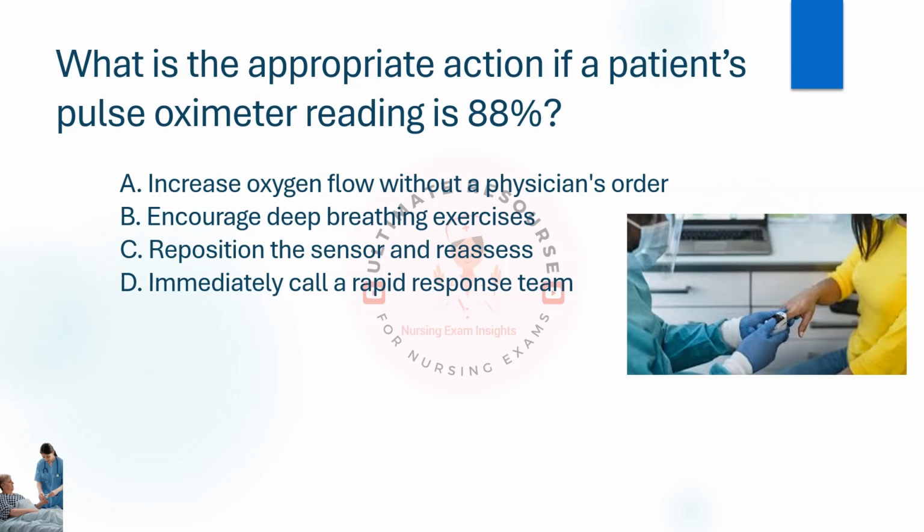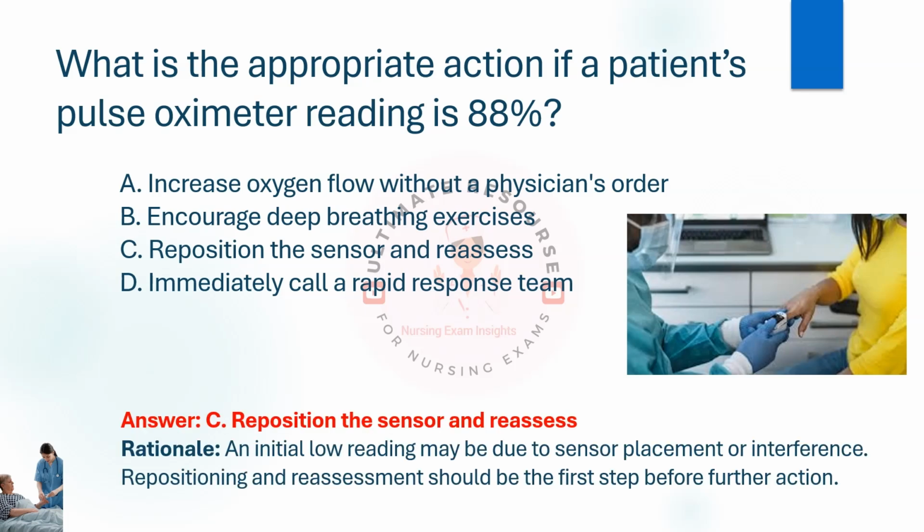What is the appropriate action if a patient's pulse oximeter reading is 88%? Options are A, increase oxygen flow without a physician's order, B, encourage deep breathing exercise, C, reposition the sensor and reassess, D, immediately call a rapid response team. Answer is C, reposition the sensor and reassess. An initial low reading may be due to sensor placement or interference. Repositioning and reassessment should be the first step before further action.